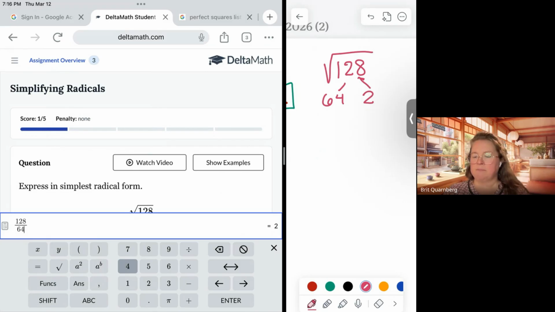It's fine. Totally fine. The reason why is that 64 is 8 times 8, which means those pair up and come out. So there's the 8 that would come out, and then the 2 would be stuck inside, no buddies.